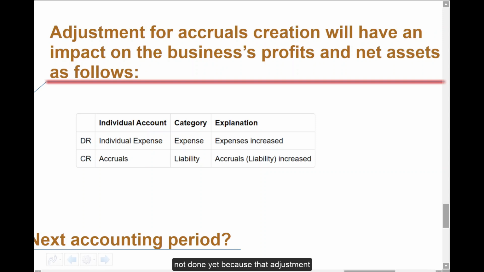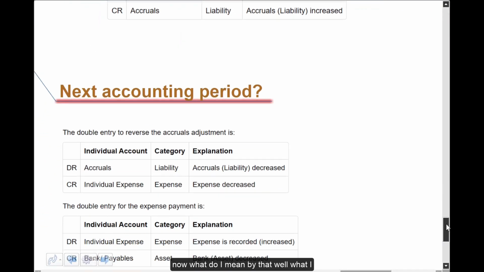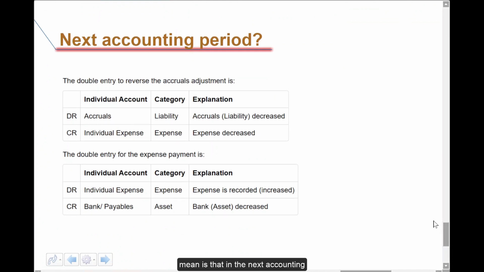Now, we're not done yet, because that adjustment, that journal entry at the end of the financial period, perhaps the beginning of the following because we're doing the accounts, needs to be followed through on. Now, what do I mean by that? Well, in the next accounting period, because we're expecting an electricity invoice, we actually have to revisit this area. We have to reverse the accrual. We can't just leave it where it is. More of that in a moment, but how do we reverse it? Well, let's reverse it first and then let's look at the second adjustment.